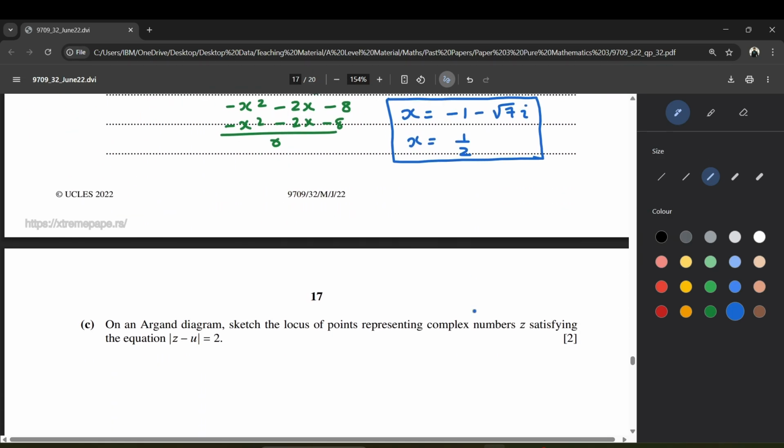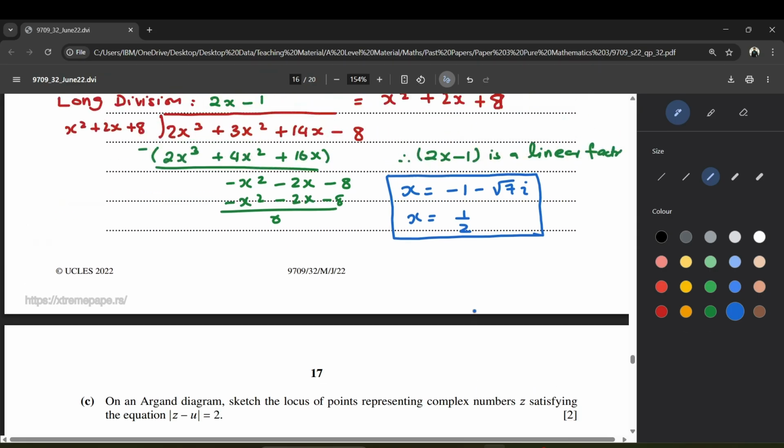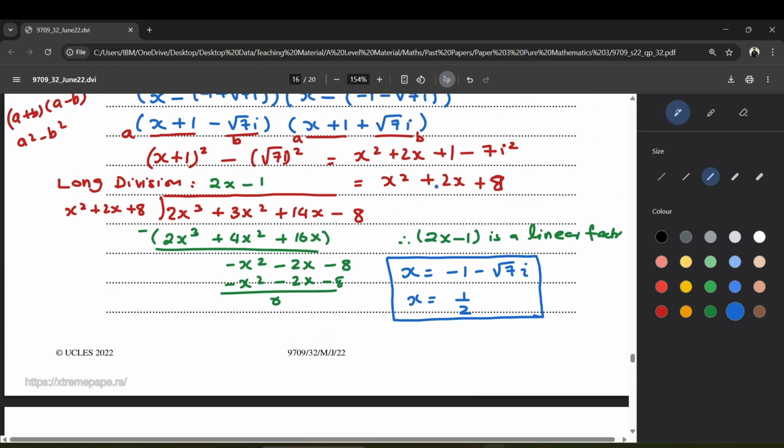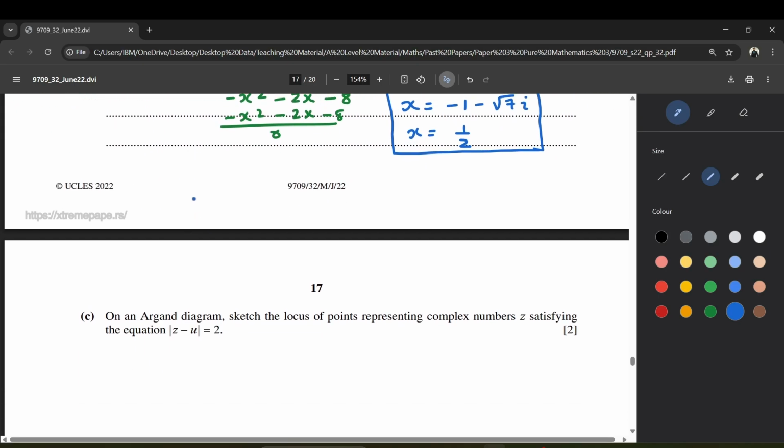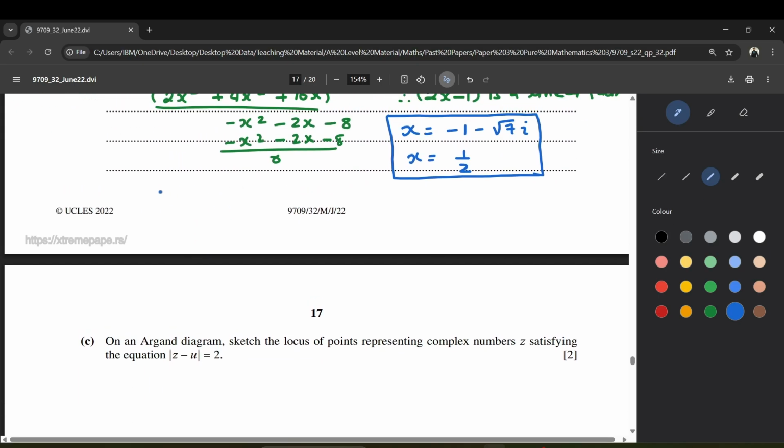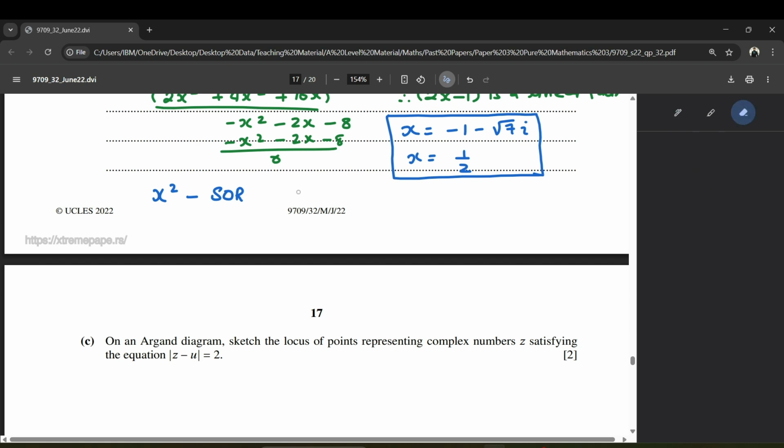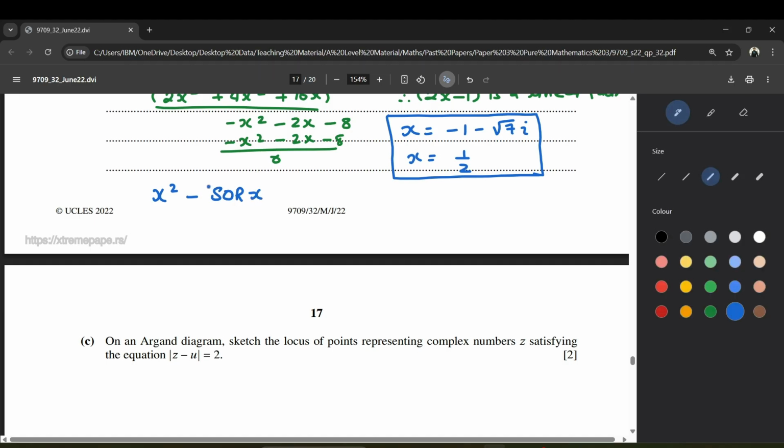Okay, now as I mentioned, there is a second way to do this as well. Now that second way will help you to find the quadratic factor. Now usually the quadratic equation that we have is in the form x squared minus the sum of the roots times x plus the product of the roots.